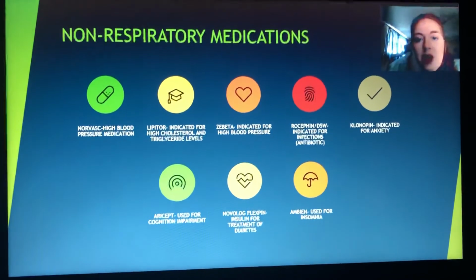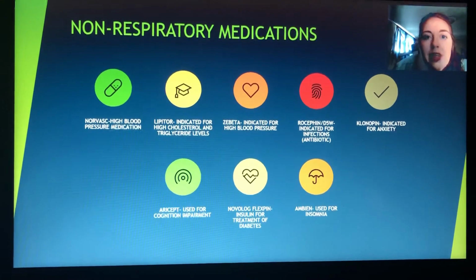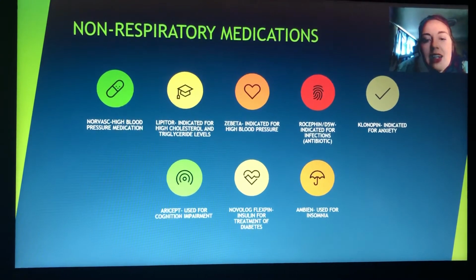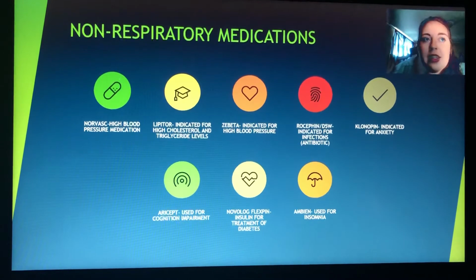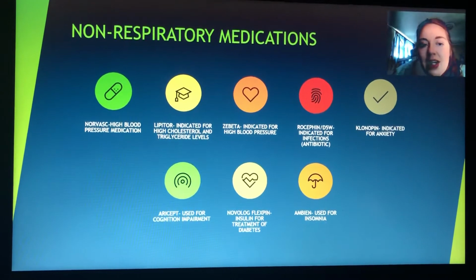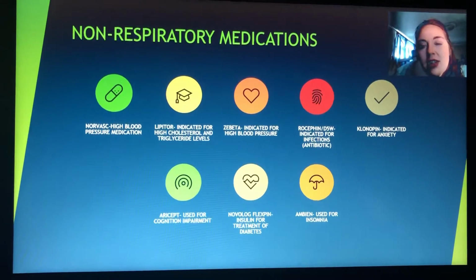And then we looked at the non-respiratory medications. As you can see, I listed the medications that I felt were necessary due to the fact that the cardiopulmonary system works so closely together and all the body systems interact. So I felt that it was important to know these medications and why.